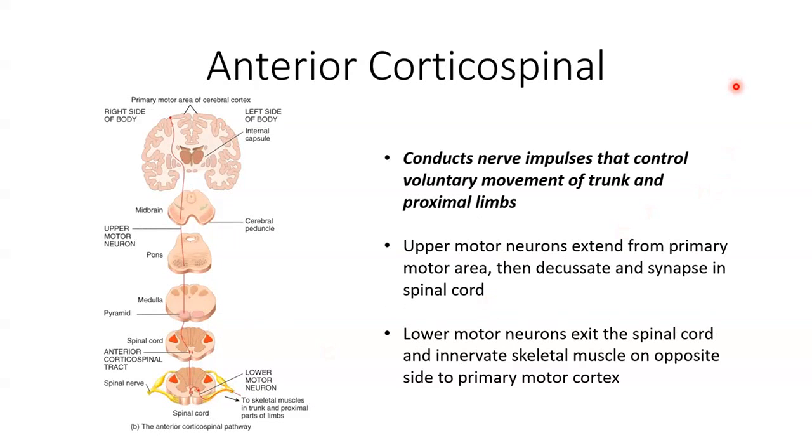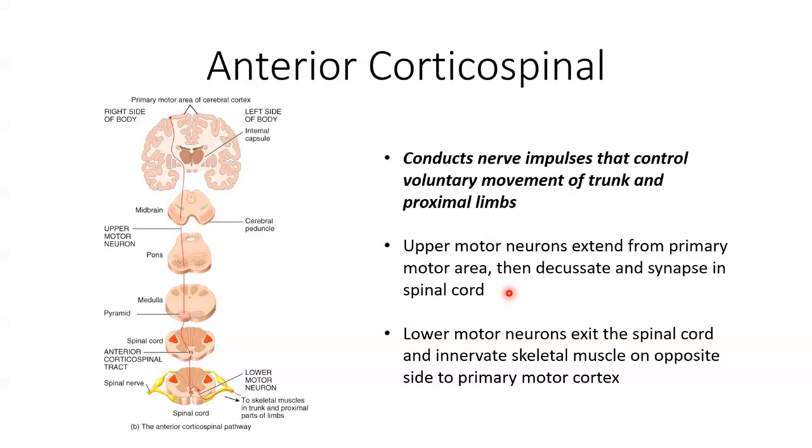The corticospinal axons that do not decussate in the medulla form our anterior corticospinal tract. The lower motor neurons of our anterior corticospinal tract innervate skeletal muscles of the trunk and the proximal limbs, so like our shoulders and our hips and our thigh. These muscles produce much bigger, stronger movements, but they're not as well coordinated or controlled as our distal limbs. So it might be walking up and down the stairs or standing up and sitting down.